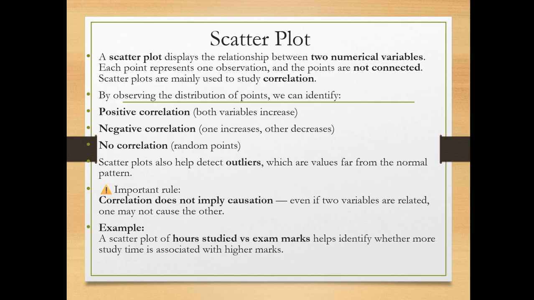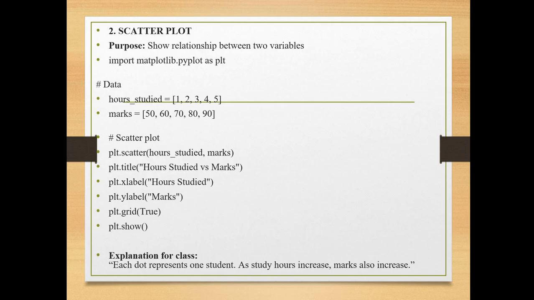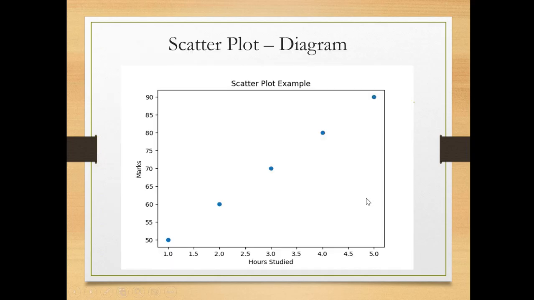This is an example. In this example, each dot represents a student's study hours and marks. The scatter will be shown as dots, with hours on the x-axis and marks on the y-axis. I will show the plot using the scatter method. The x-axis and y-axis variables are declared, then the title, x label and y label, then the grid, and then the plot will be shown. This is the scatter plot of the example. This is the example for positive correlation. In negative correlation, the points slope downward.